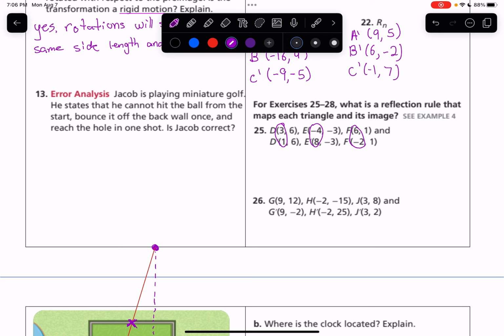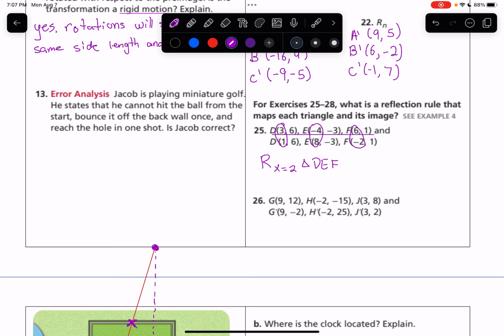I am looking for the number that is exactly in between those numbers, right? It'll be a number that's exactly halfway between all of those numbers. So the number halfway in between 3 and 1 is +2. And if I check the other numbers, +2 happens to be halfway between -4 and 8, happens to be halfway between 6 and -2. So my line of reflection is x equals +2. So I'll write it is a reflection over the line x equals 2 of triangle DEF.